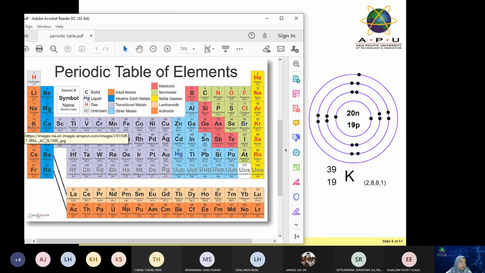Okay, first potassium, you look at the atomic number for potassium, 19. Okay, how to get 19? 2 plus 8 plus 8, 18. 18 plus 1, 19. Yes, Samuel, very good. 19. So, first shell 2, second shell 8, third shell 8, and then 1. Okay.